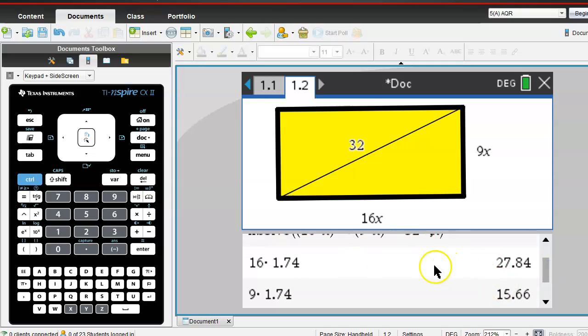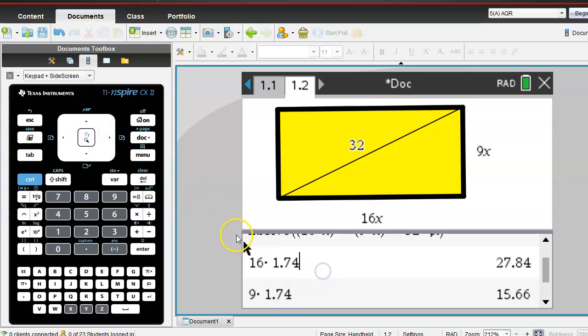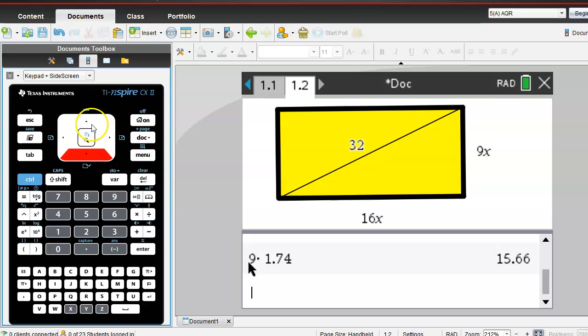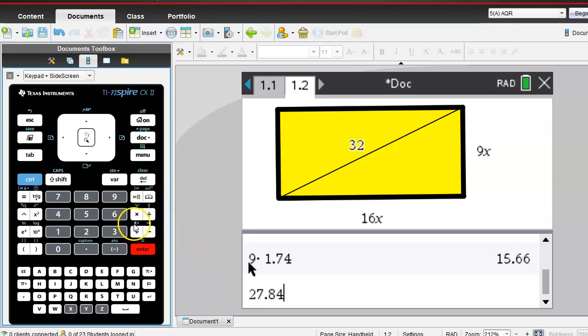I'm just going to use copy and paste. I'm going to go up here. All right, so what I'm going to do is multiply this number, pressing enter, times this number, and I'll press enter, and I'll get the area.